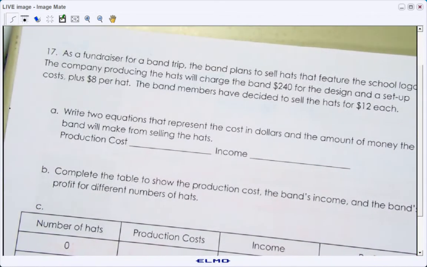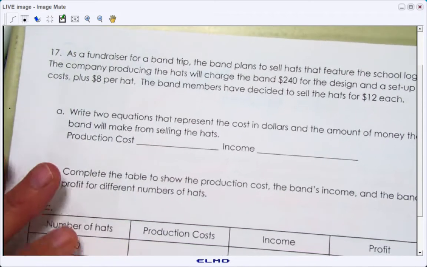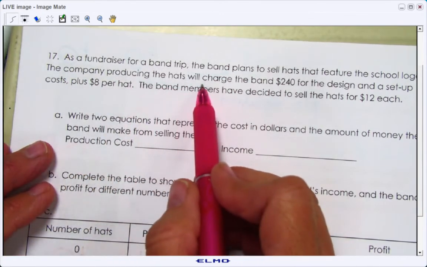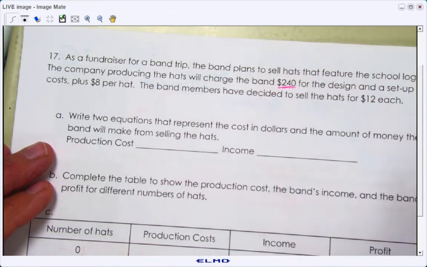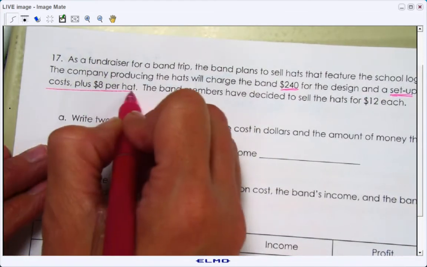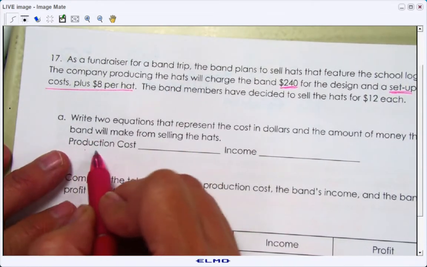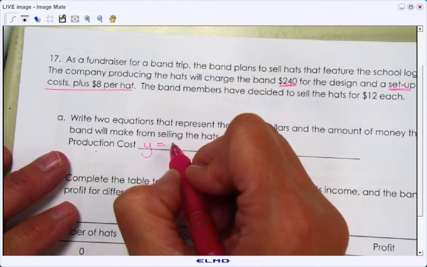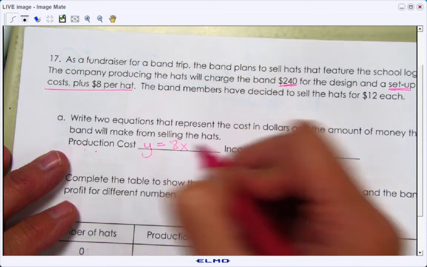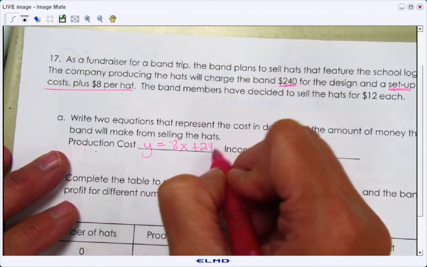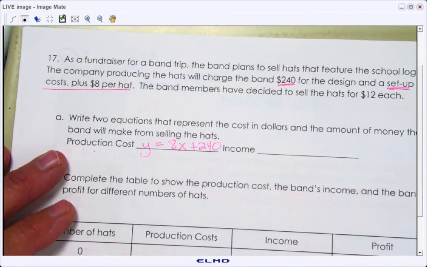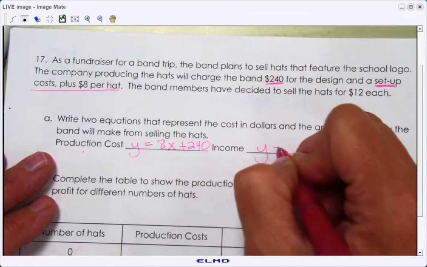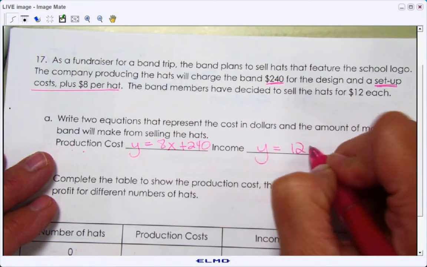A fundraiser for a band trip. The band plans to sell hats that feature the school logo. The company producing the hats will charge $240 to design and a setup fee that costs $8 per hat. That's the production cost. So that's going to be y equals 8x plus the setup fee of $240. Okay. The band has decided to sell the hats, so that's the income, that's how much you're getting, so that would be 12x.